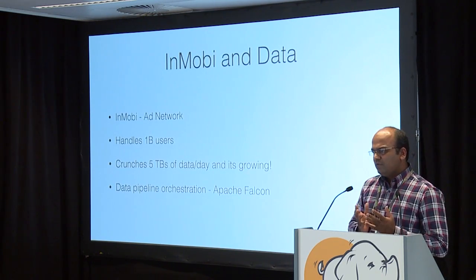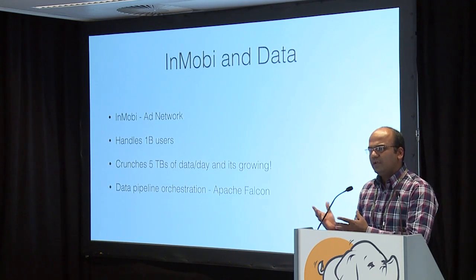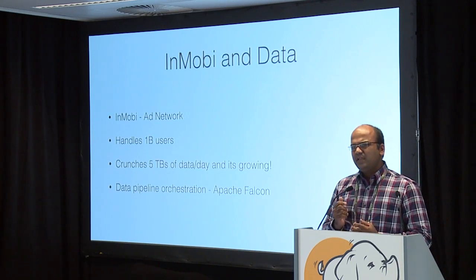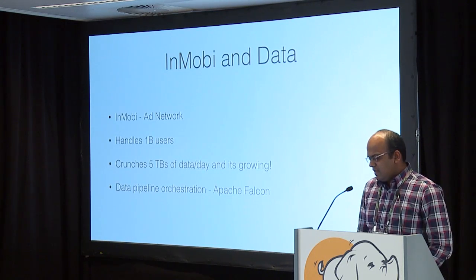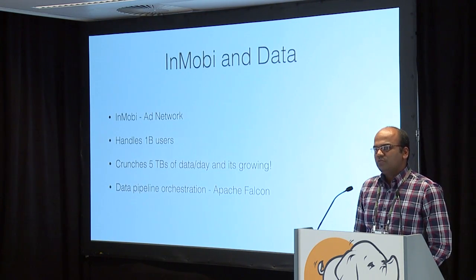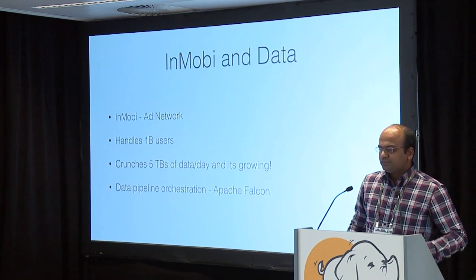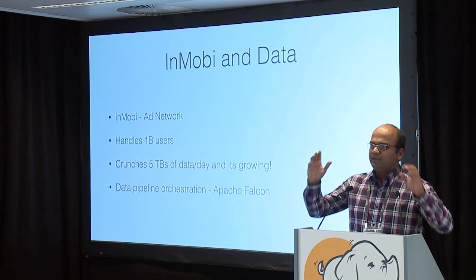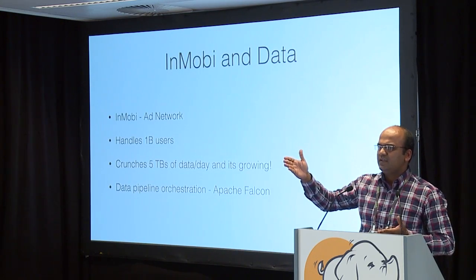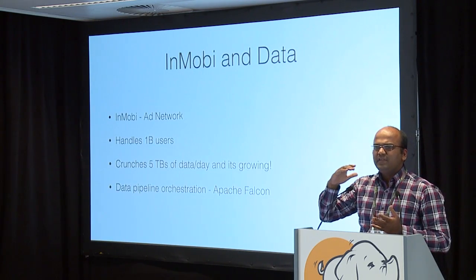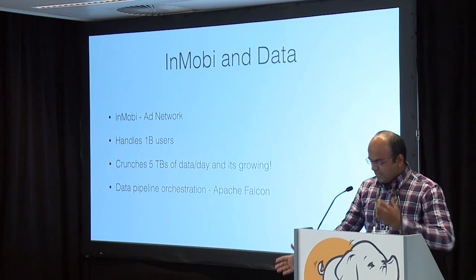In order to do that, we need a huge amount of data, and we need to know how to process and get the data appropriately. To explain the volume, we handle close to 1 billion users, and we are able to crunch close to 5 terabytes of data per day, and it is growing at a very fast rate. Once we have all the data, we need to orchestrate it so that I can design an efficient pipeline which could be easily managed. For that purpose, we used Apache Falcon.